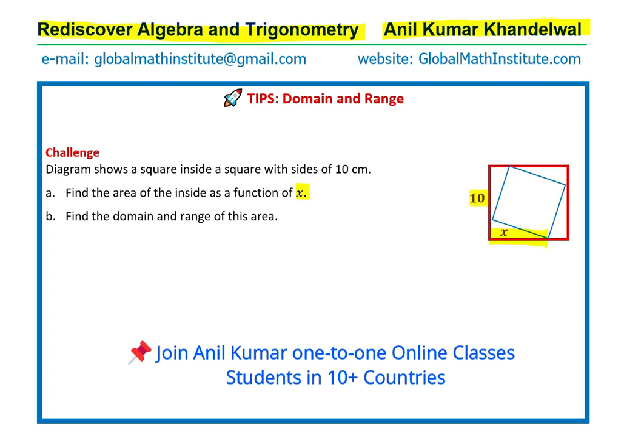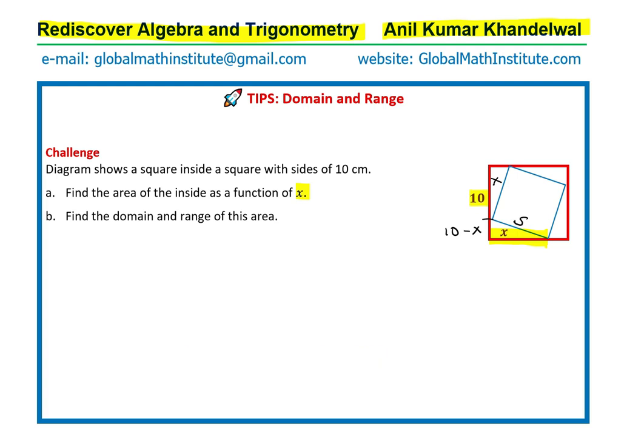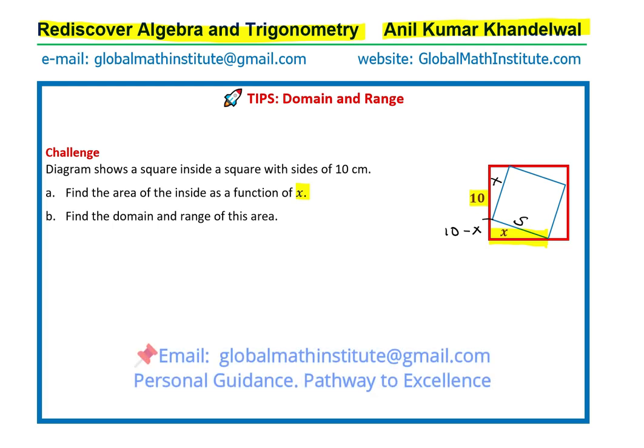Now, since one side is x, you can say on the vertical side that will be x, then the smaller side here will be 10 minus x. And that gives you the side length of the inside square. Now, we need to find the area of the inside square. So, inside square area as a function of x will be equal to the square of s, right?